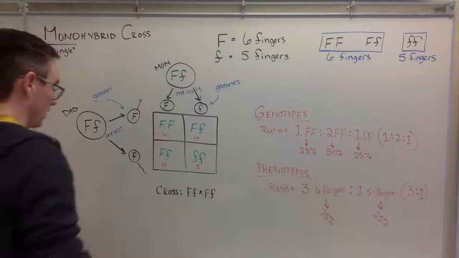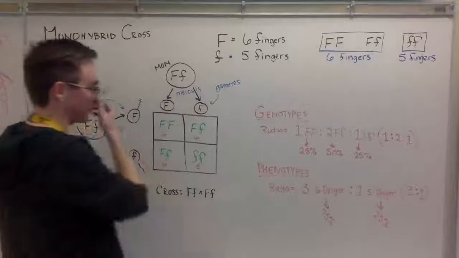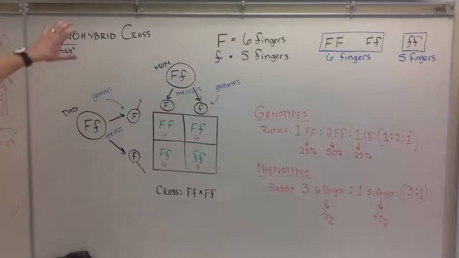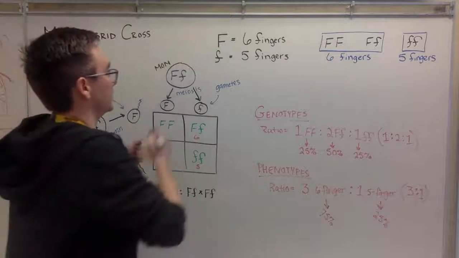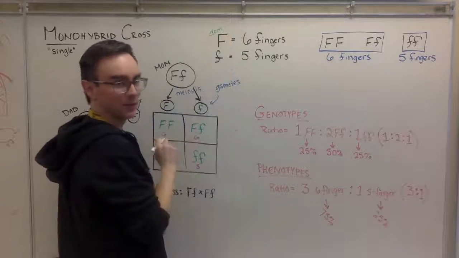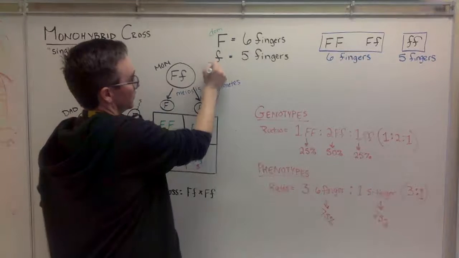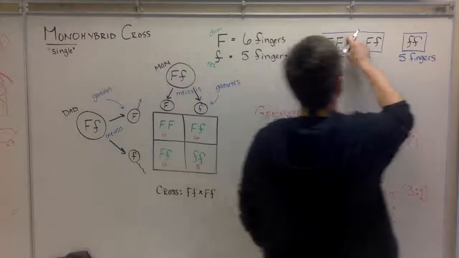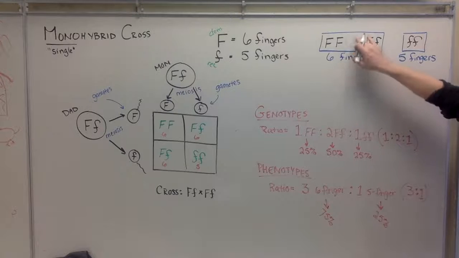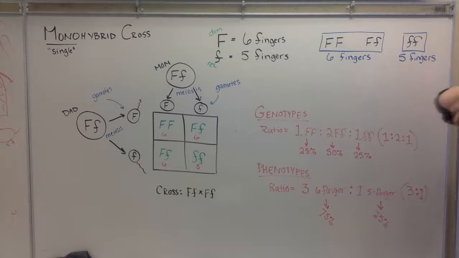All right? So, I'm going to go back through this one more time because there's a couple things I want to say. Remember, we have our dominant allele, which we represent with the big letter. We have our recessive allele. We have the 3 possible genotypes, which result in different phenotypes. These ones would be 6 fingers because they have the dominant allele. This one would be 5 fingers.